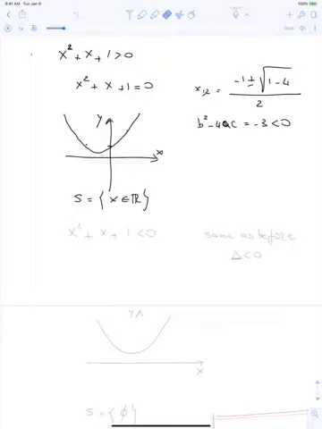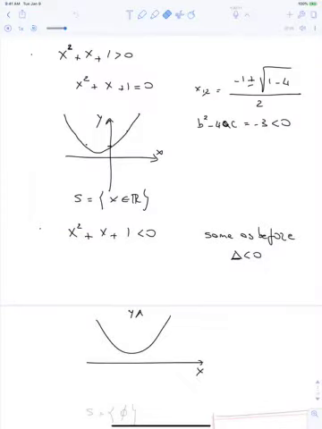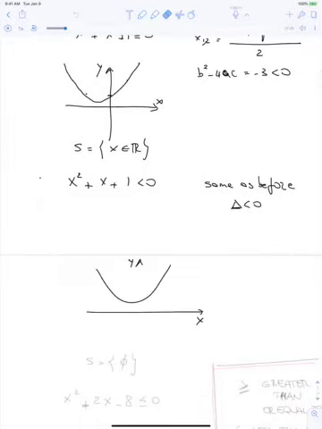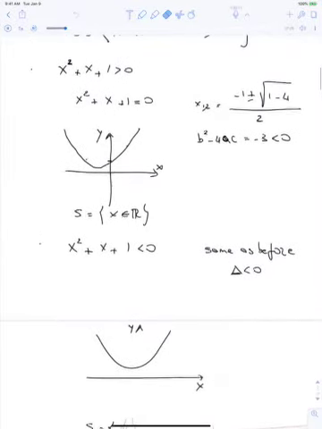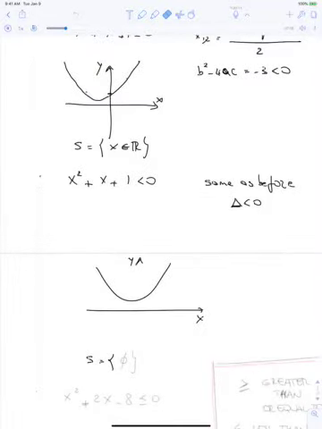Well, what if we try to do x squared plus x plus 1 less than 0? Well, it is exactly as before, right? So the delta is still negative, so it's the same, something like this. Now, we're interested in the values that make this expression negative. Well, this expression is never negative, so the set of solutions is the empty set. There are no solutions for this inequality here.